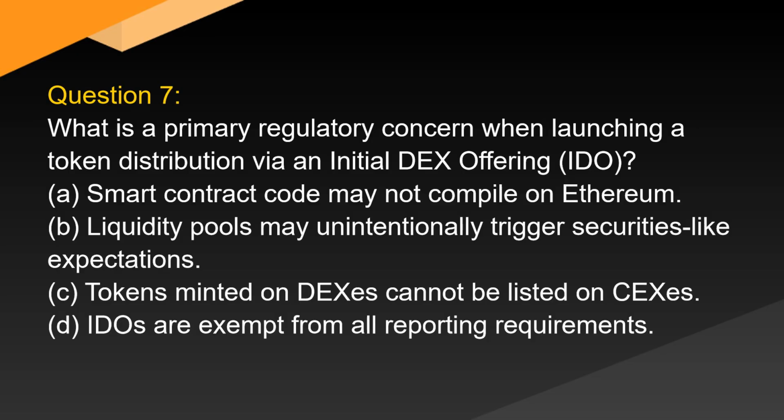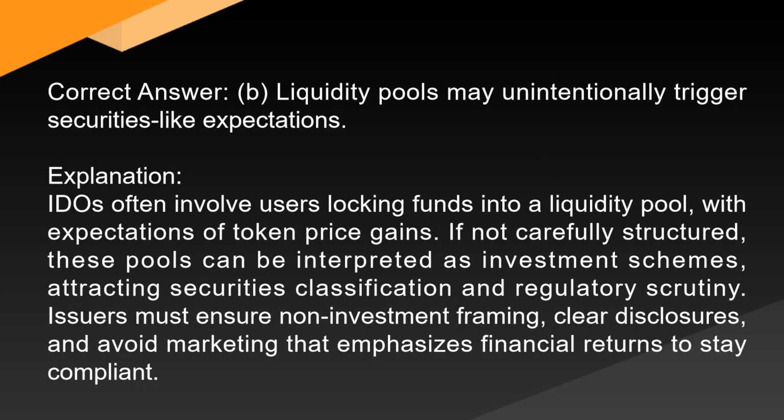Question 7. What is a primary regulatory concern when launching a token distribution via an initial DEX offering, IDO? A. Smart contract code may not compile on Ethereum. B. Liquidity pools may unintentionally trigger securities-like expectations. C. Tokens minted on DEXs cannot be listed on CEXs. D. IDOs are exempt from all reporting requirements. Correct answer. B. Liquidity pools may unintentionally trigger securities-like expectations.